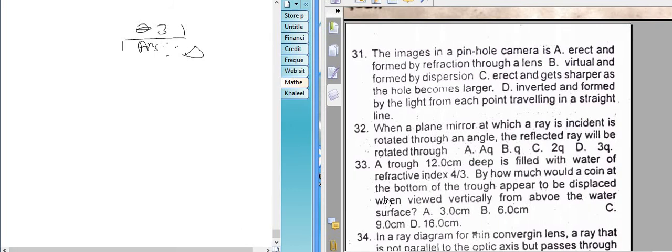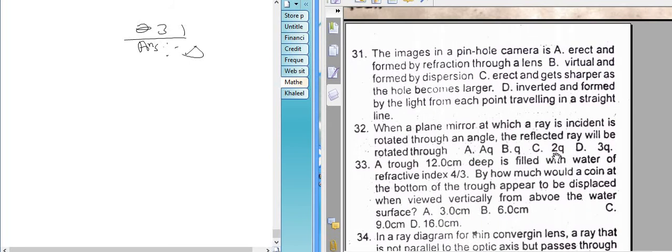So let's move to question 32. Question 32 says, when a plane mirror at which a ray is incident is rotated through an angle Q, the reflected ray will be rotated through A, Q, B, Q, C, 2Q, and D, 3Q. So this is the effect when a mirror rotates through an angle. Without much wasting of time, the correct option is 2Q, that is 2 times the angle.